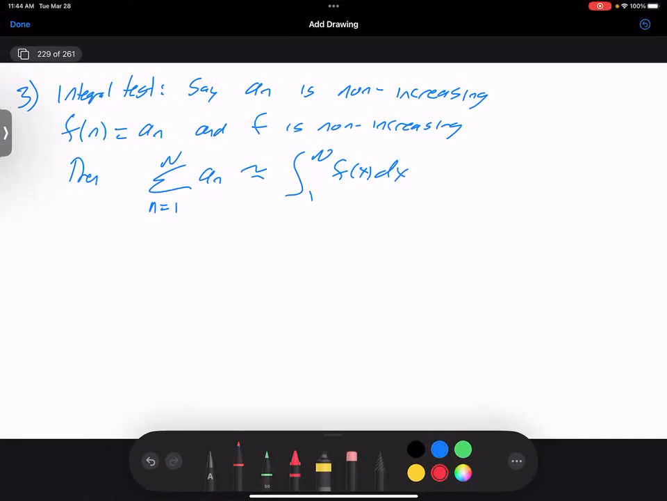So for example, let's consider the sum of 1 over n log n, going from, say, 10 to infinity. Why do you think I don't want to have n equals 1?